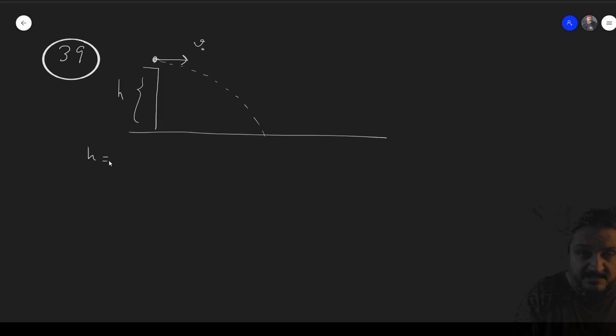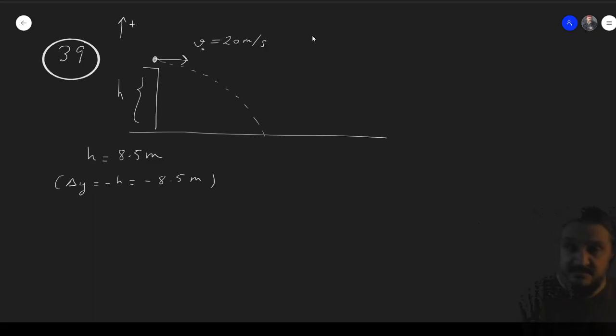So H is 8.5 meters. That's the height. Well, remember, that's H, always a positive number, but delta y will be negative H. Therefore, negative 8.5 meters if up means positive. And v naught is 20 meters per second. Where is the clay after 1.5 seconds?